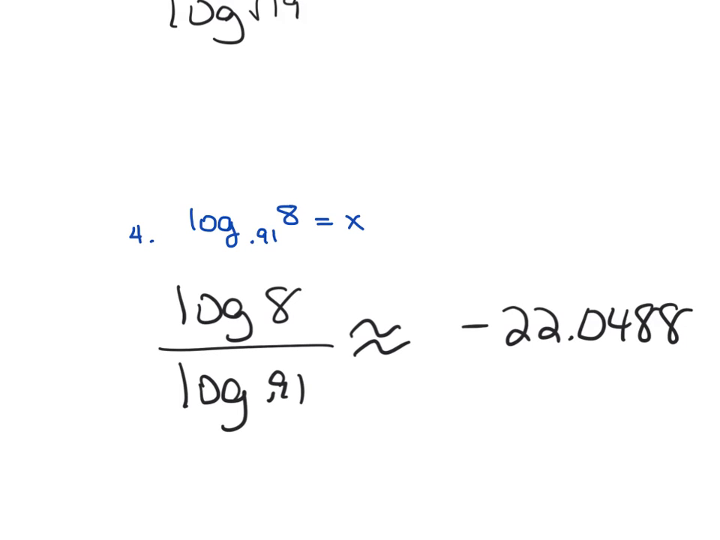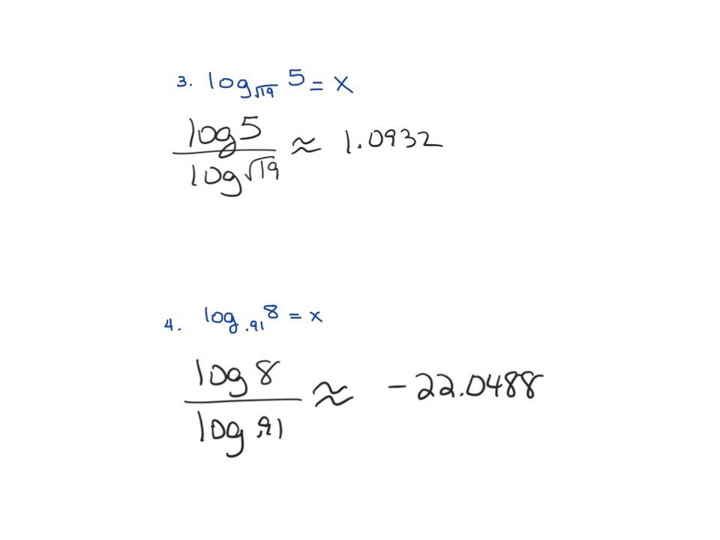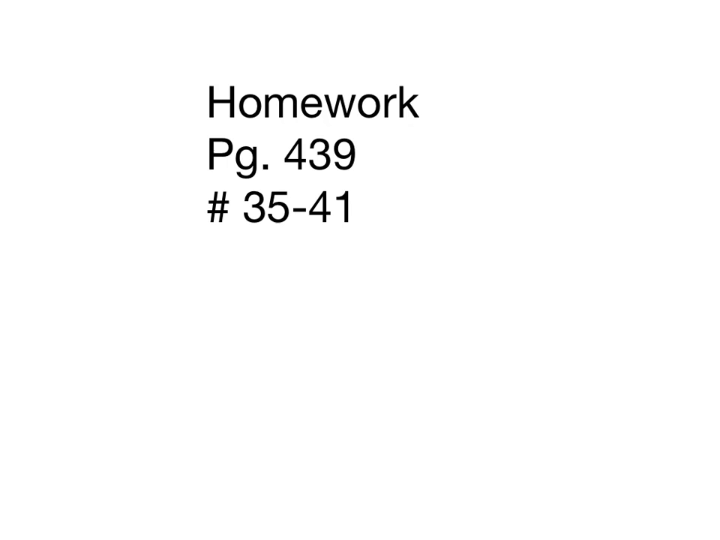22.0488. So this homework is all calculator. And I'll go back to that answer. The next slide says 35 through 41, but just do odds. So it's all calculator. It should probably take you about 2 minutes. It's not very many problems.